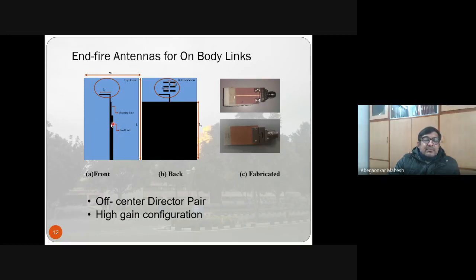Right? So on a dielectric, like a PCB board, on one side you have this pattern, on the other side you have this pattern. This large dark region that you see is the ground plane. On one side you have this arm here, this is the second arm. So this works as a dipole antenna, with directors in front, so as to increase the gain. If you remember, I told you that for on-body links, we need an end-fire antenna. So this antenna will radiate in that direction.